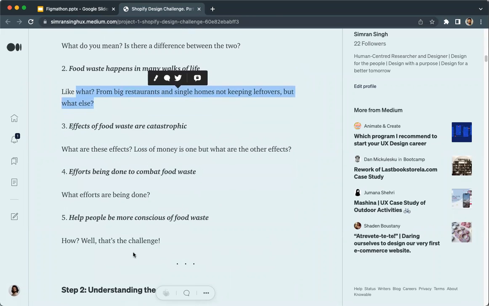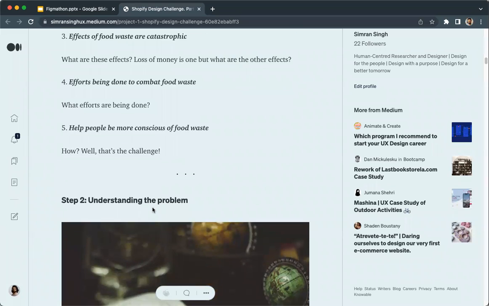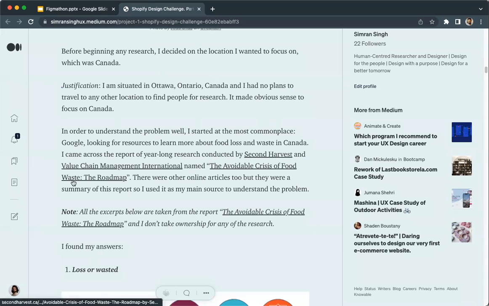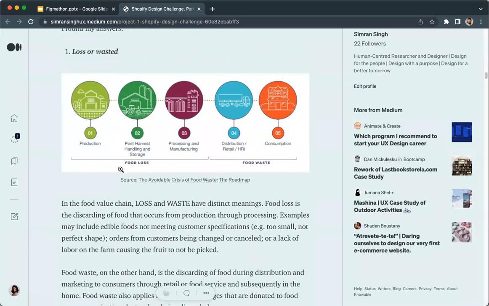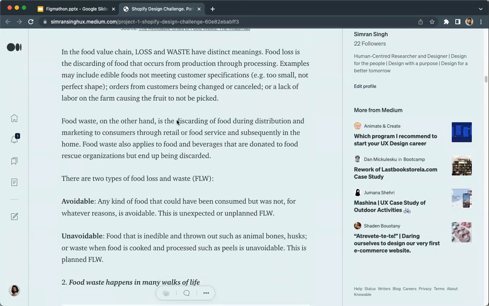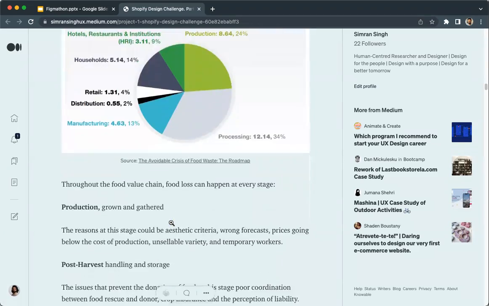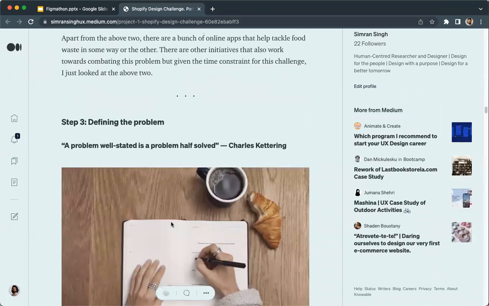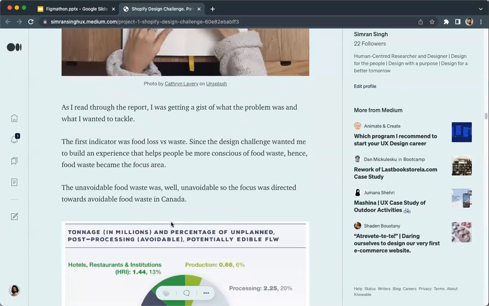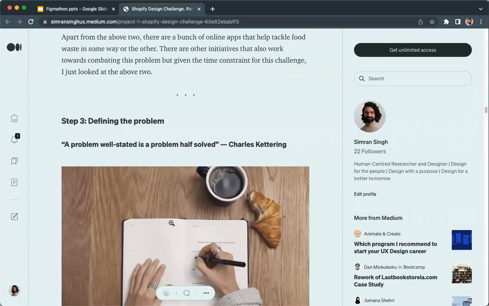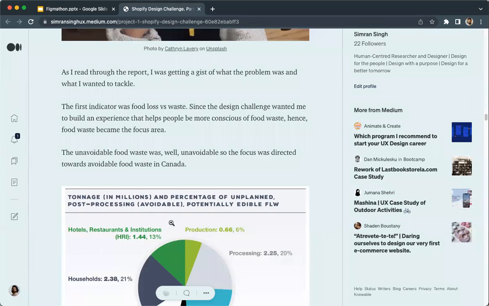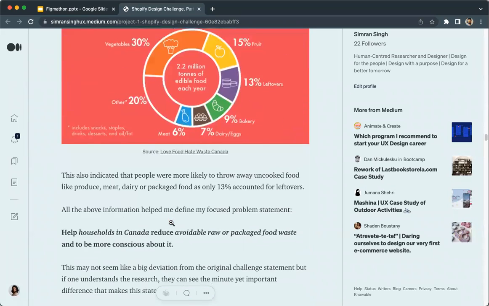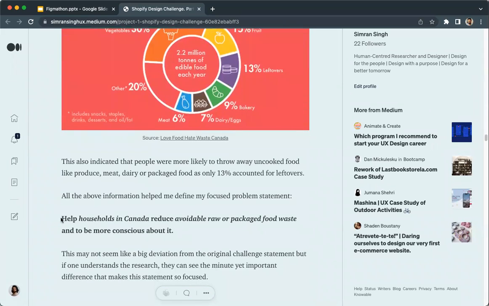And I've added a link to this. You can read through this in a bit more detail. But basically, I went out there and did some research. I read some papers on loss and waste, what we mean by each, and made some quick notes. Then through the process of reading everything, I eventually was able to come up with a more specific problem statement. So based on the indicators, if I go down, this is my final problem statement.